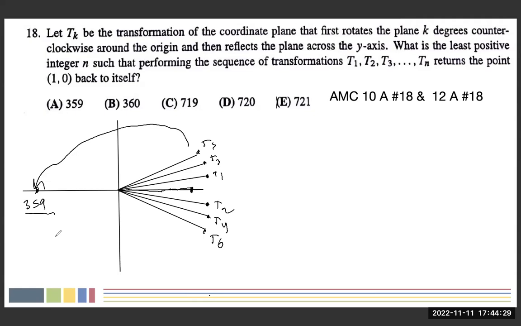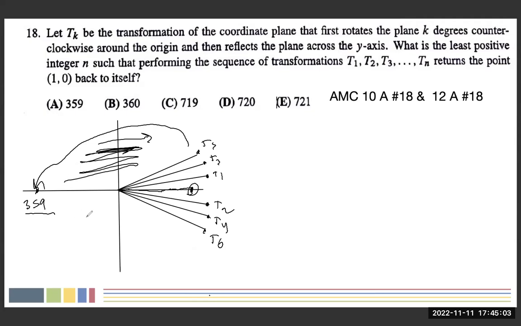But remember, this is us simplifying the function. We've gotten rid of the reflections. But if we include the reflections back, keep in mind that it reflects across the y-axis, and then it reflects across the y-axis again, and then again, like so. So basically, after it reaches this point, it will have reflected 359 times, which is an odd number of times. So it's going to go 1, 2, 3, 4, 5, 6, 7, 8, 9, 10, all the way up to 359, which brings it back to (1, 0).